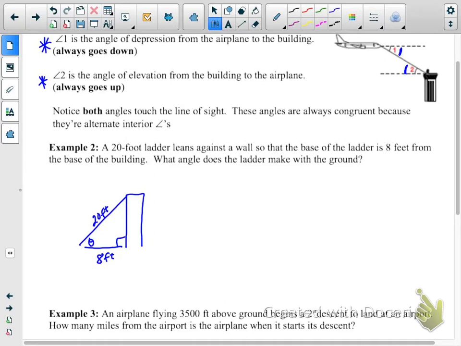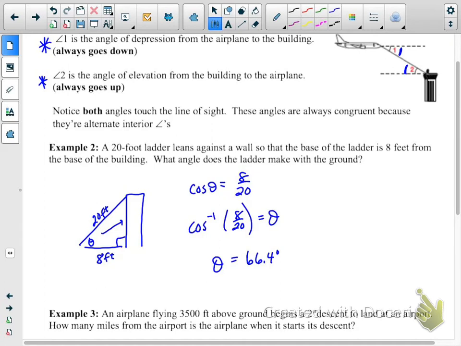If you don't like theta, you can call it x. I don't really care. Since I'm looking for an angle, I'm going to use an inverse trig function. My opposite side would be there, so I don't have an opposite. I have adjacent and hypotenuse. So the cosine of theta is going to be 8 over 20. And we're going to do the inverse cosine of 8 over 20. That's not reduced, but it doesn't matter. Type that in your calculator. That's going to give me theta. Theta is approximately 66.4 degrees.